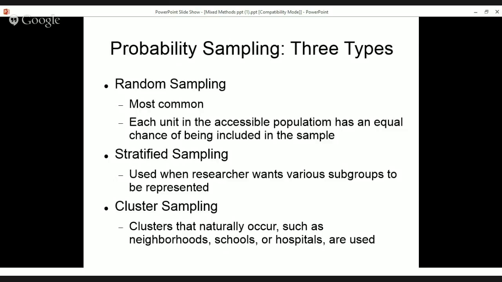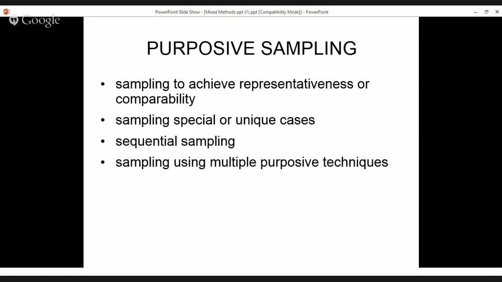And then, of course, we have cluster sampling, clusters that naturally occur, such as neighborhoods, schools, or hospitals within a particular area. This means you're not going to be getting samples all across the country. So if you want to look at a rural school, you look at a rural school or hospital near you. That's where cluster sampling comes in.